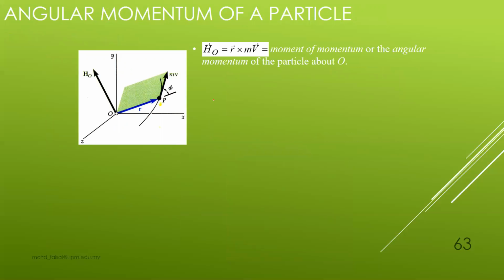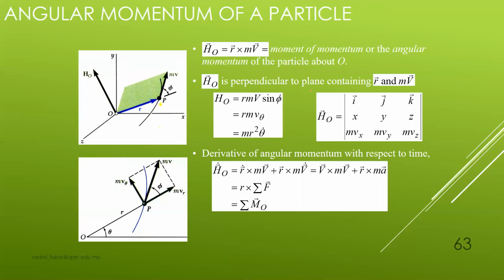Okay, then we have the moment of momentum, or the angular momentum of the particle at point O, like so. You have to be careful, now we are dealing with the cross product. What does it mean? When you have a cross product, it's basically something to do with vectors. Okay, Ho is perpendicular to the plane containing r and m times v, this part here.